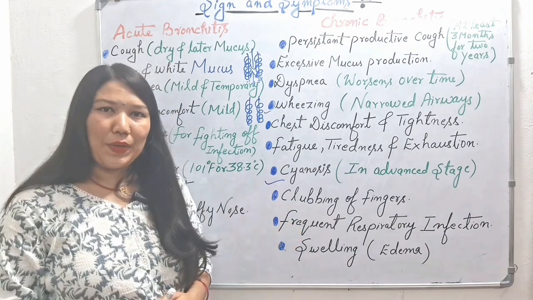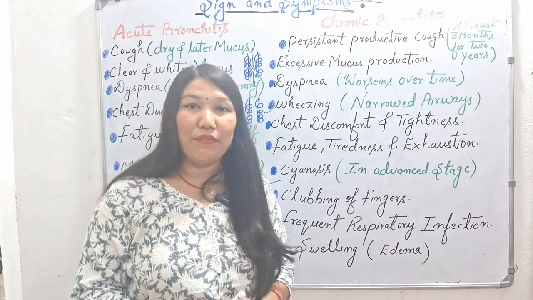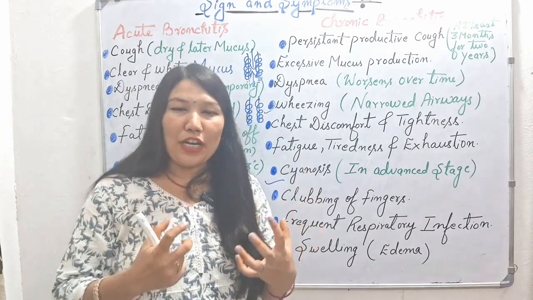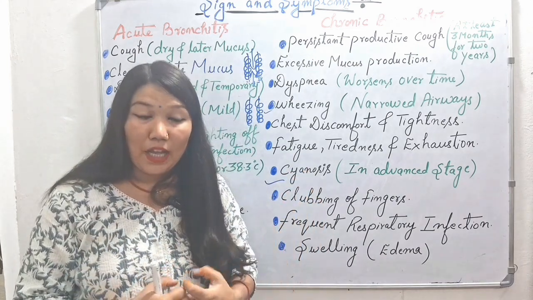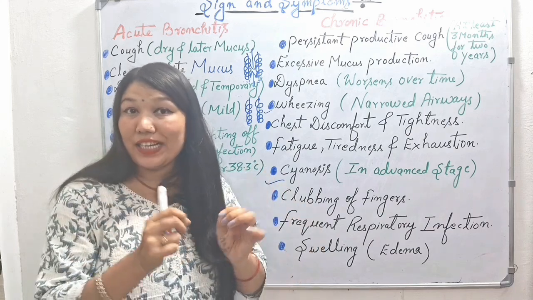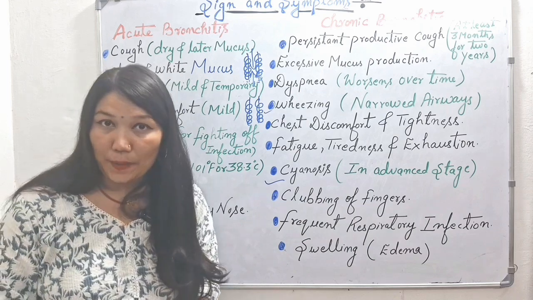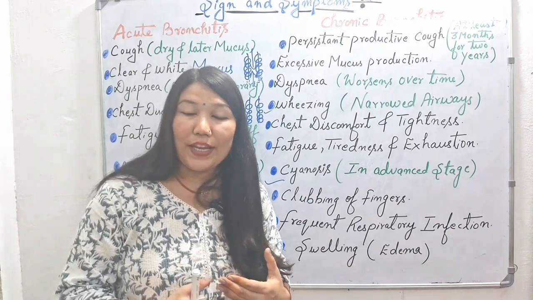Next we have frequent respiratory infection. So why is there frequent respiratory infection? Because due to the accumulation of a lot of mucus and phlegm, lots of microorganisms or pathogens will infiltrate into that area.